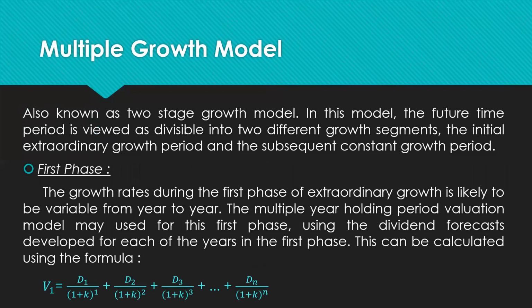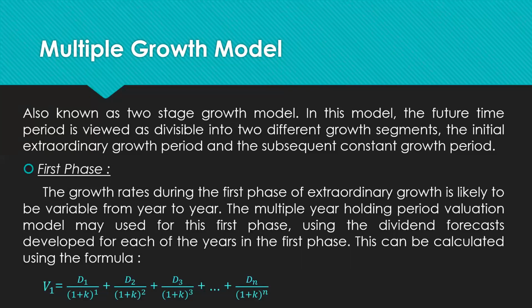Now the next one is the multiple growth model. This model is also known as a two-stage growth model. It was developed because earlier we assumed that the dividend is going to grow at a constant rate. But there might be changes, because for a company in the initial years the dividend might fluctuate, and in the second phase, once the firm has reached a profitable situation, it's going to show constant growth.